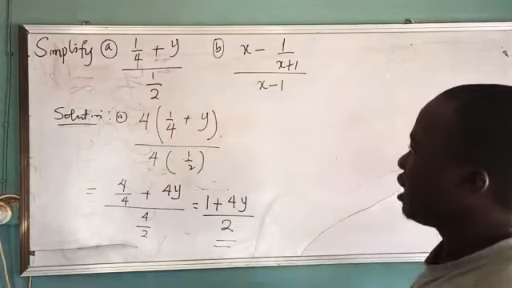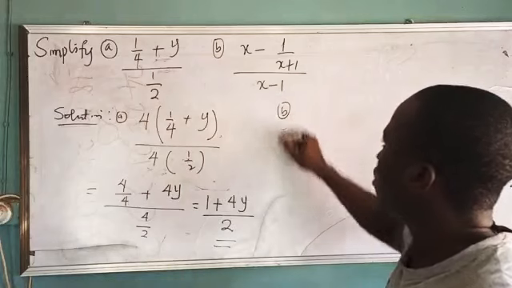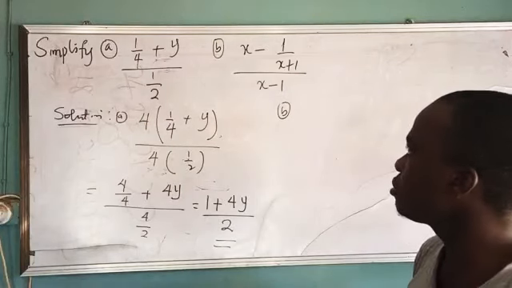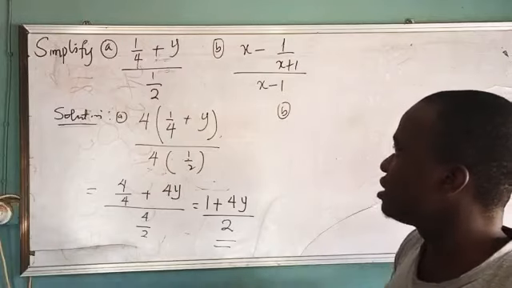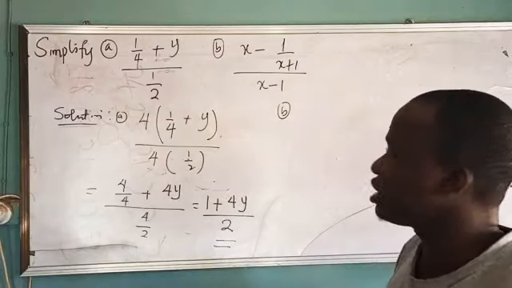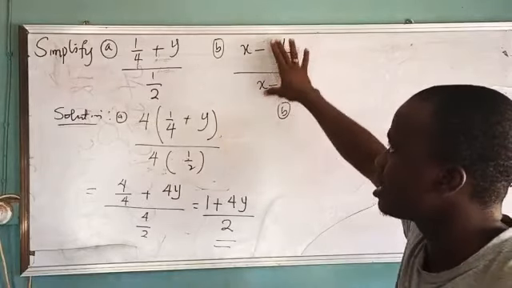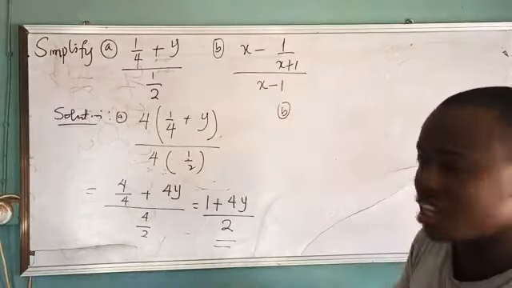Now let's look at the second one, that is B. We are going to do the same thing to this, but the only problem here is that we are not picking just an ordinary number, because the denominator, what is making this algebraic fraction ugly, is what?